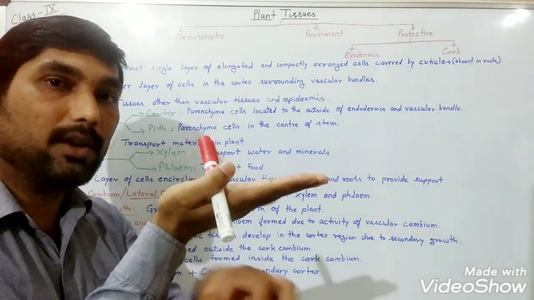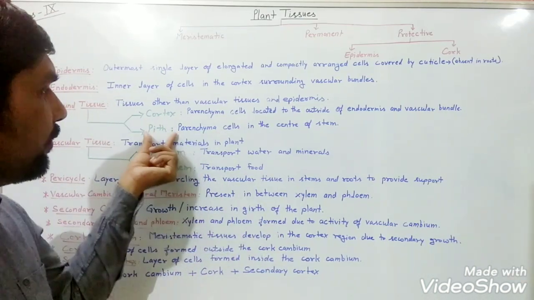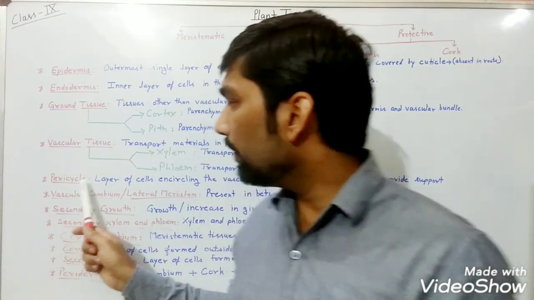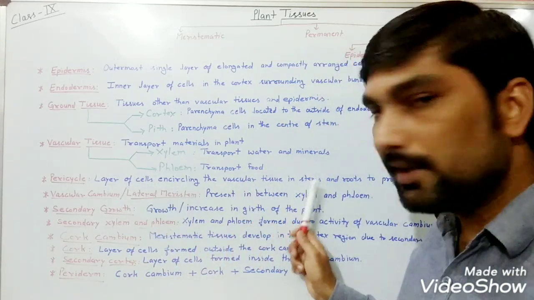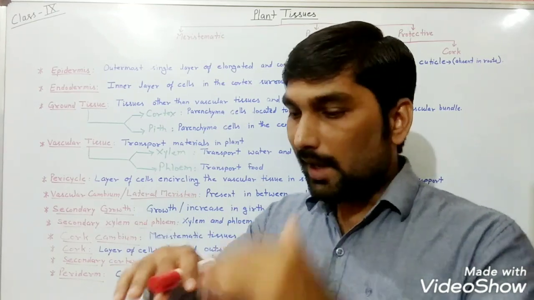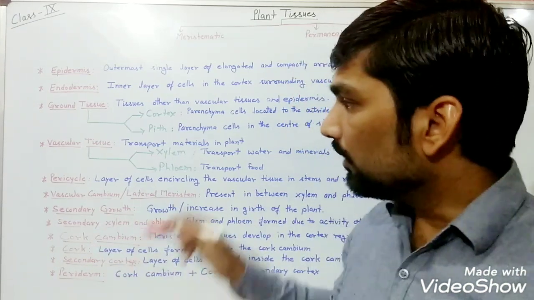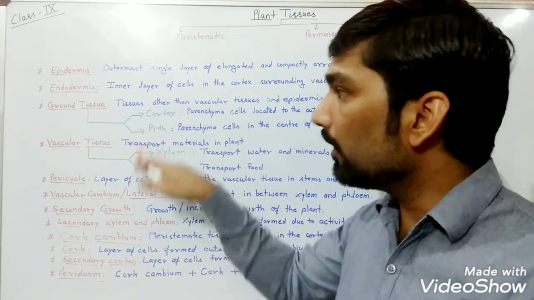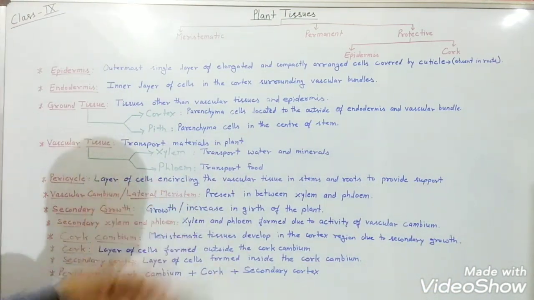And what is pith? The center of the stem. So epidermis, endodermis, and here the vascular bundle will be present. The center region of the plant, made of parenchymatous cells, is known as pith. Now, what is pericycle? A layer of cells encircling the vascular tissue in stems and roots to provide support. Above the phloem, some parenchymatous or sclerenchymatous cells are present, known as pericycle, just above the phloem and below the endodermis.